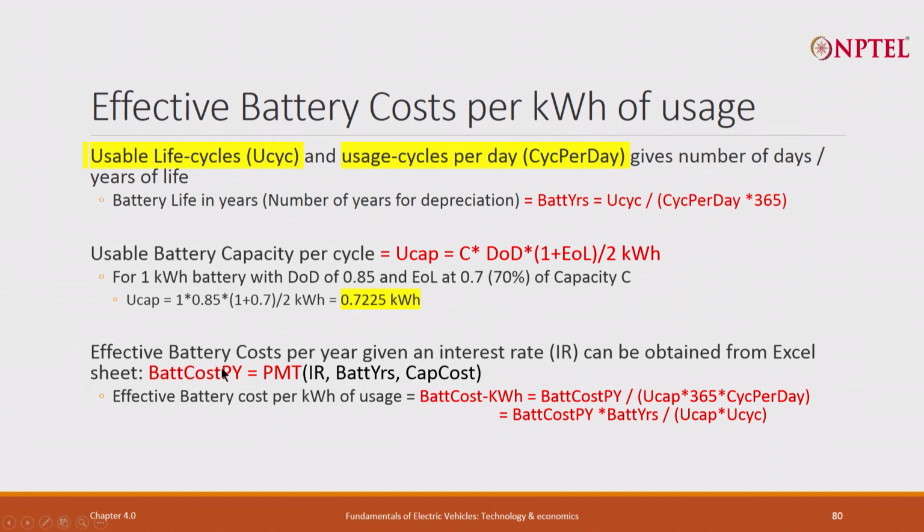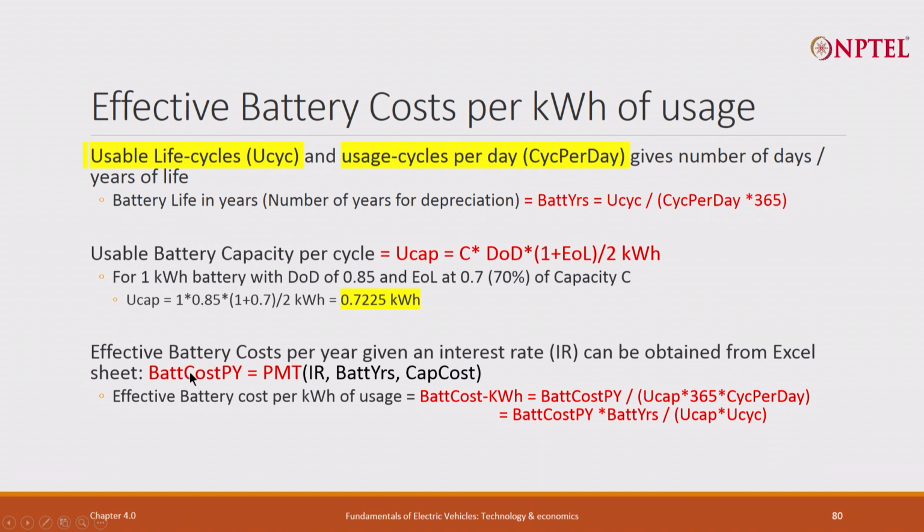I have got that, divided by how many kilowatt hours I have used per year. So I have used the usable capacity multiplied by 365 multiplied by the number of cycles per day. If I use 1 cycle, I can use 1.5 cycles on average a day. What does 1.5 cycles mean? Alternate days I use 2 cycles, other alternate days I use a single cycle. So the cycles per day, this is the battery cost per kilowatt hour.